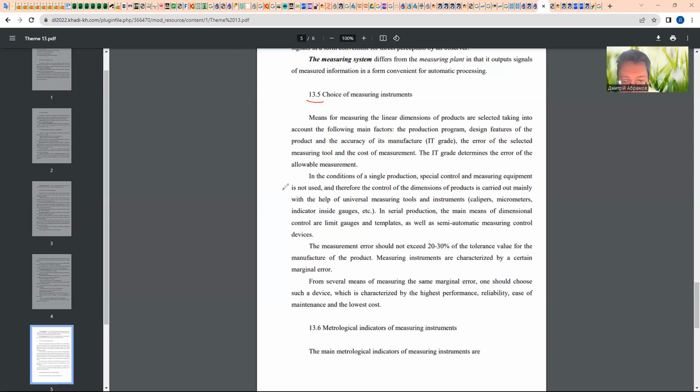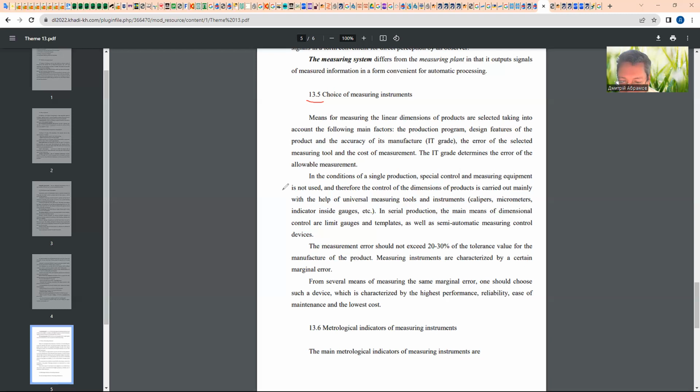The measurement error should not exceed 20–30% of the tolerance value for the manufacture of the product. Measuring instruments are characterized by a certain marginal error. From several means of measuring with the same marginal errors, one should choose such a device which is characterized by the highest performance, reliability, ease of maintenance, and the lowest cost.